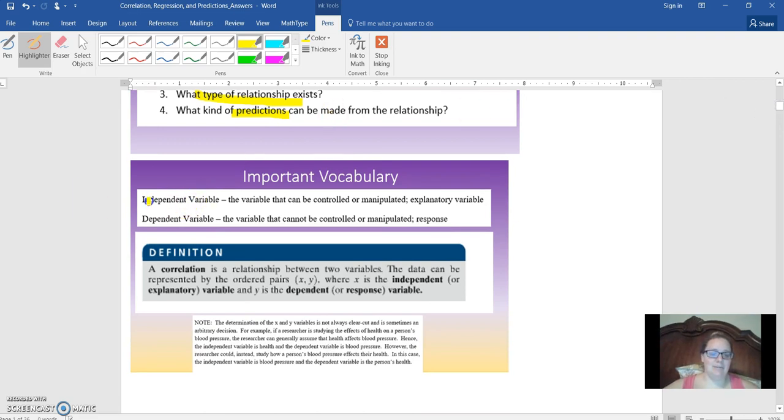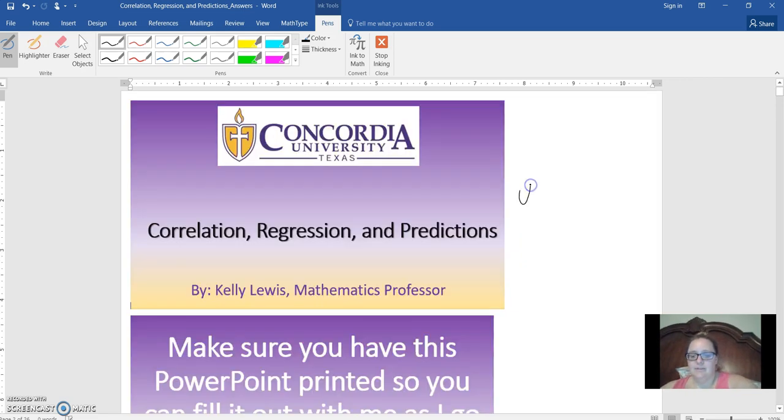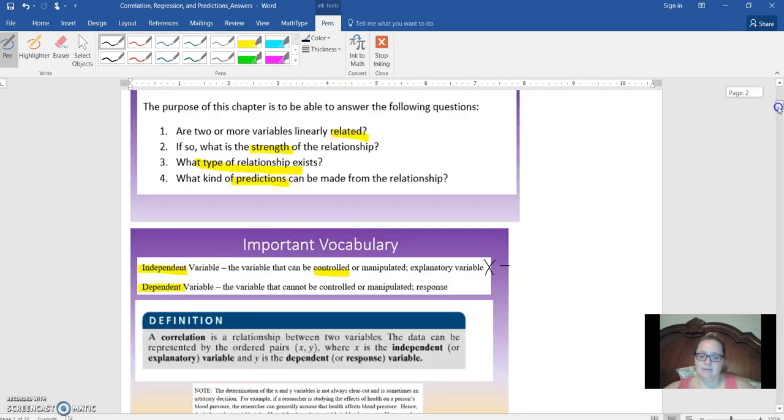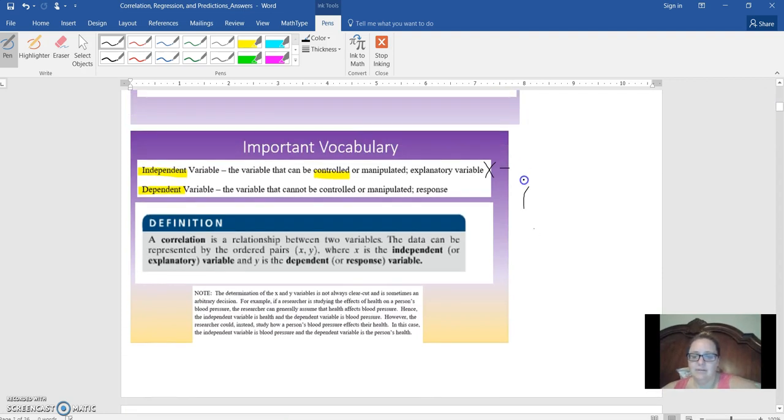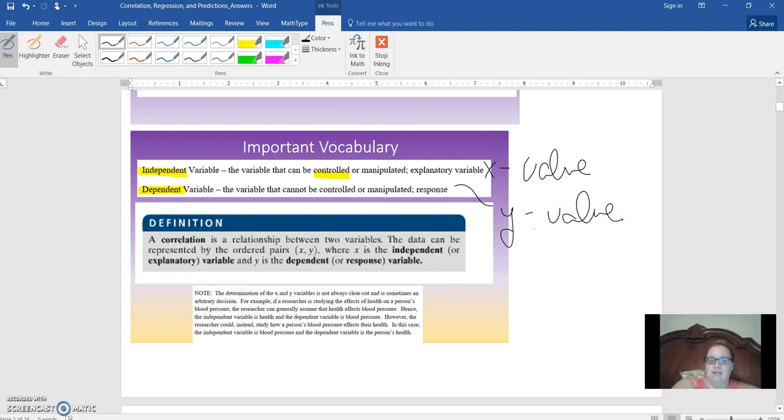All right, so you have the independent variable. That's what's controlled or manipulated. And then you have the dependent, and it's dependent on what was being controlled. Okay, so it's dependent on the independent. Normally, the independent variable is the x value, and the dependent is the y value. That's not always 100% the case, but that's what normally happens.